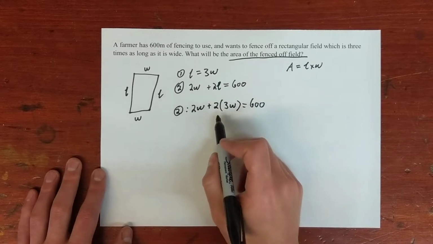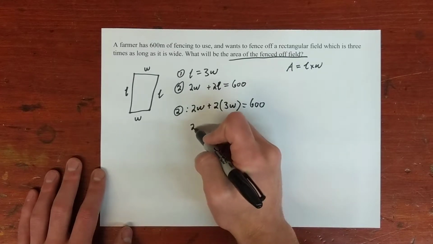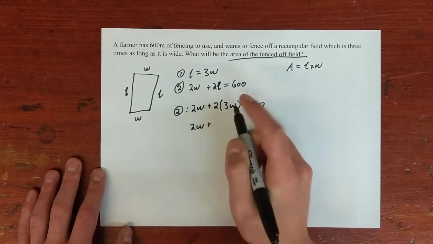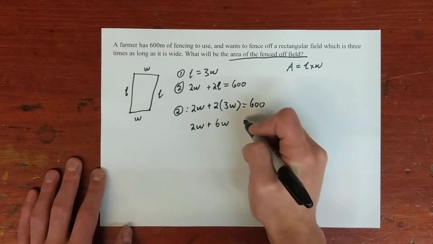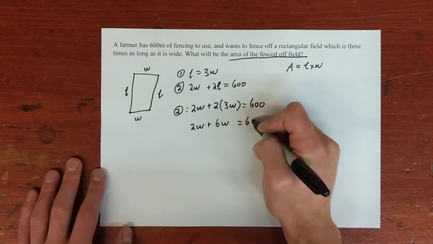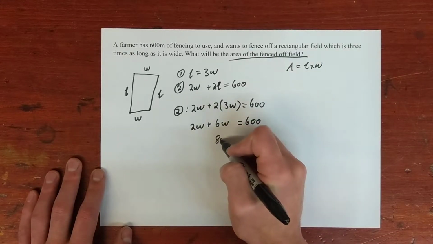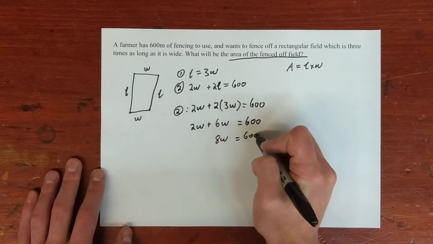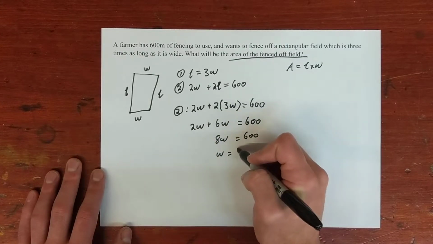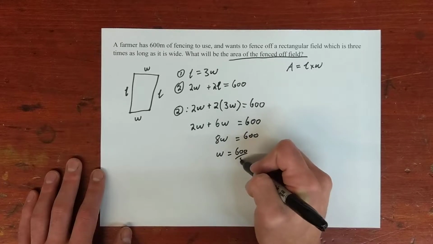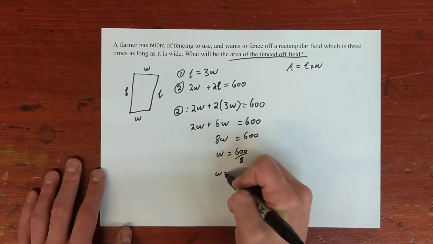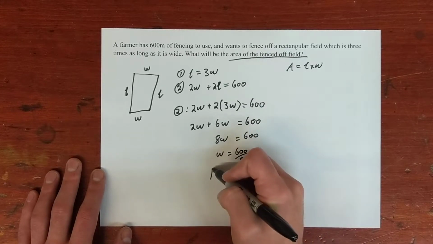I'm going to start by expanding my brackets here, so I get 2W plus 2 times 3W is 6W, and that equals 600. My next step is to combine my like terms. So I've got a 2W plus 6W, and that gives me 8W equals 600. Therefore, W equals 600 divided by 8, so W equals 75.